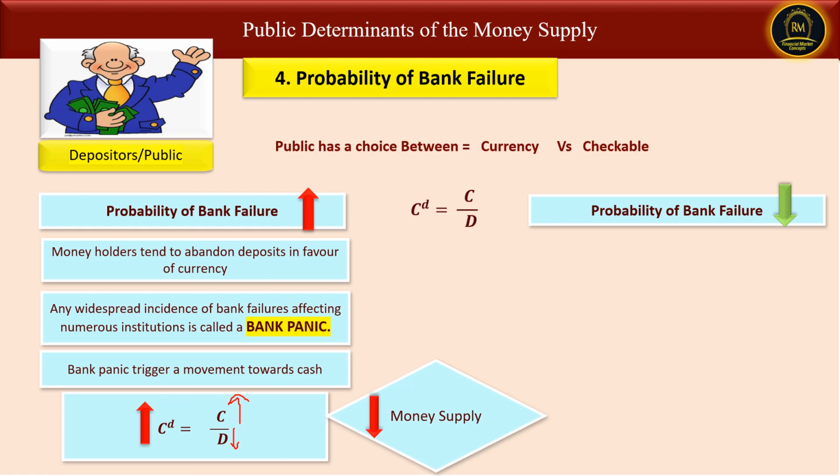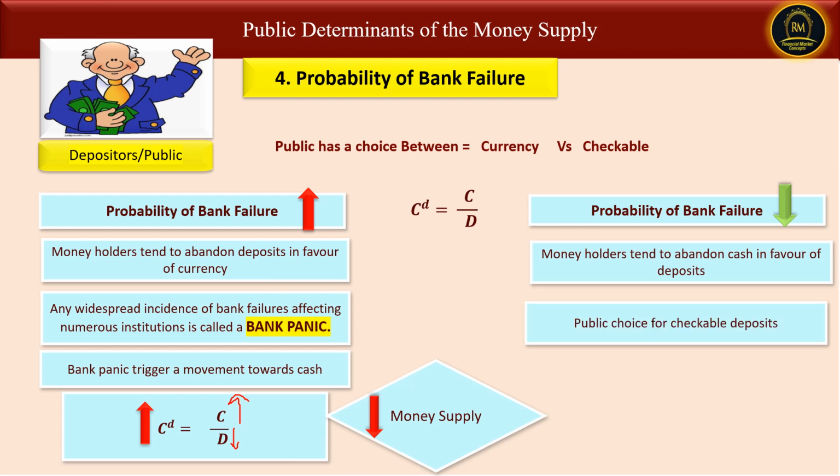Now coming to the other situation, if your country has a strong banking setup, the probability of bank failure decreases. This is definitely going to increase the confidence of the public in the banking system. Therefore, money holders tend to abandon cash in hand and favor more deposits in banks for financial transactions. So the choice of the public for checkable deposits increases. As a result, currency holding is going to decrease and deposits in banks are going to increase, because people will deposit more money in banks to earn interest income on it, leading to a fall in the currency ratio.